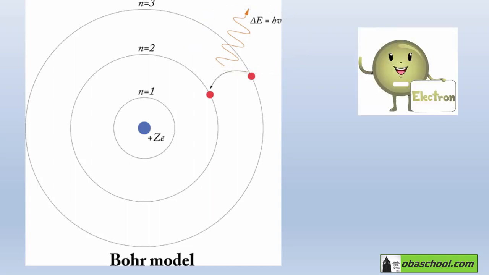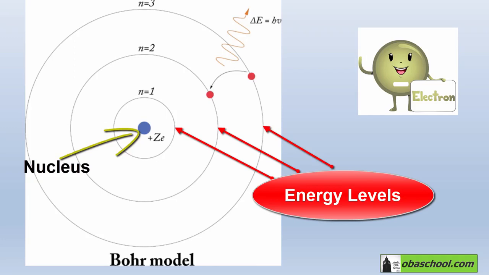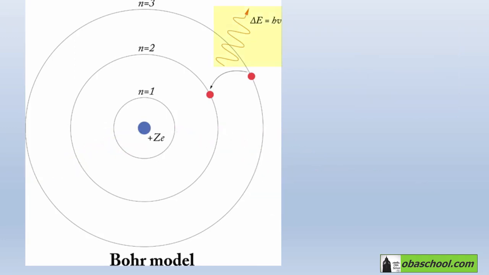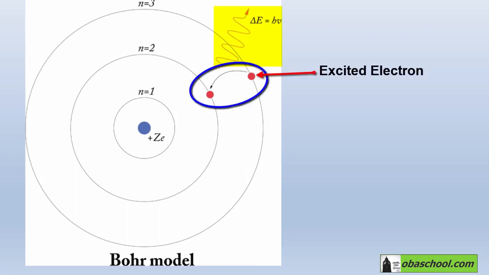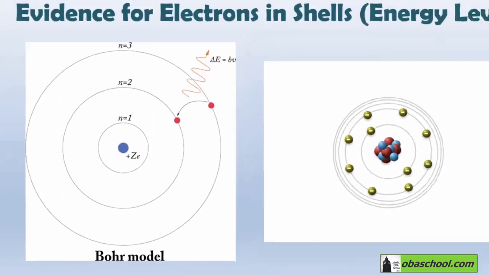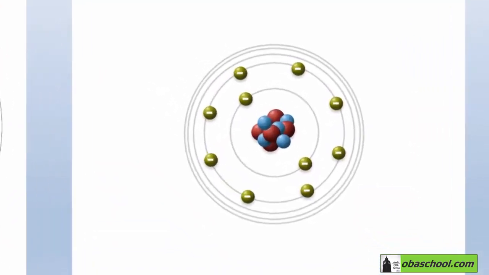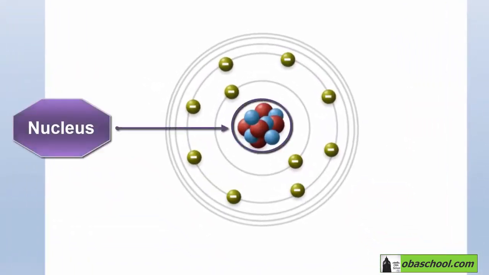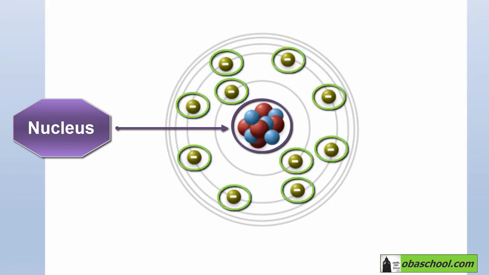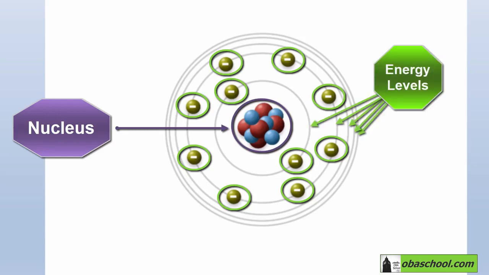He suggested that the electrons must be orbiting the nucleus at set distances in certain fixed energy levels, or what is called shells. So as you can see, the energy must be given out when excited electrons fall from a higher to a lower energy level. Here is the atomic model suggested by Bohr. Here is the nucleus, which is at the center of the atom, and these are the electrons which are orbiting the nucleus in these energy levels or shells.